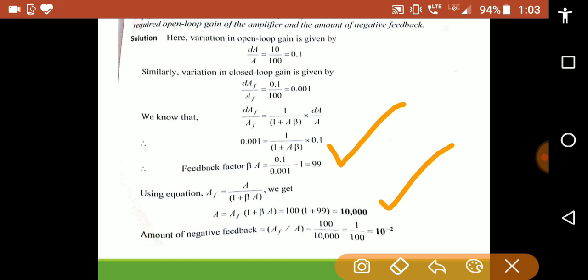So the amount of negative feedback beta equal to AF by A equal to 100 divided by 10,000 equal to 1 by 100 equal to 10 to the power minus 2. So this is the amount of feedback, and open loop gain A equal to 10,000 and the amount of negative feedback is equal to 10 to the power minus 2.